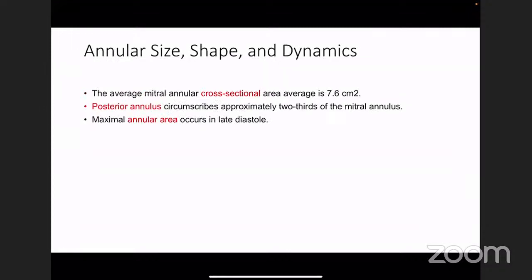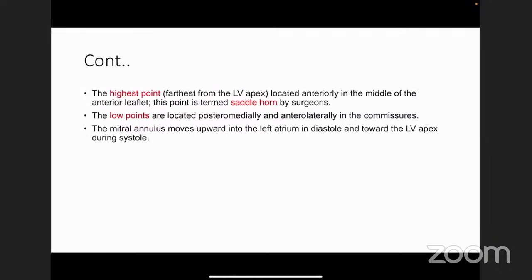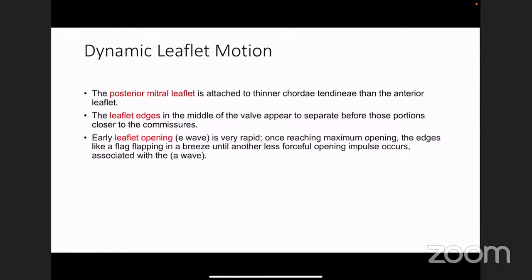Annular size. The average mitral annular cross-section area is 7.6 centimeters. The posterior annulus circumscribes approximately two-thirds of the mitral annulus. Maximal annular area occurs in late diastole. The highest point, farthest from the LV apex, is located anterior and in the middle of the anterior leaflet. This portion is termed the saddle horn by surgeons. The low points are located posteromedial and anterolateral in the commissures. The mitral annulus moves upward into the left atrium in diastole and toward the LV apex during systole.